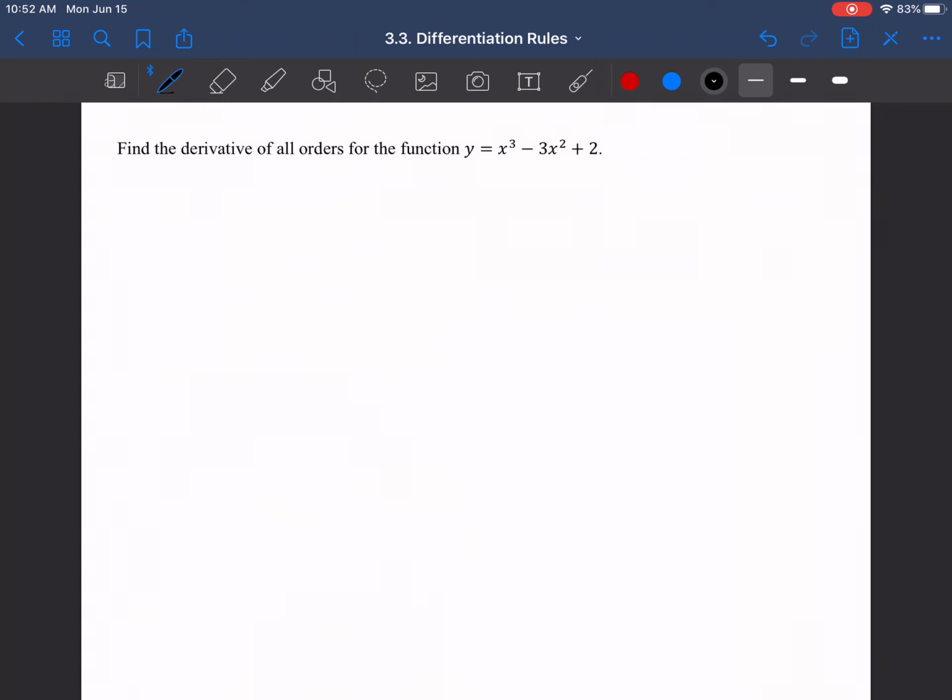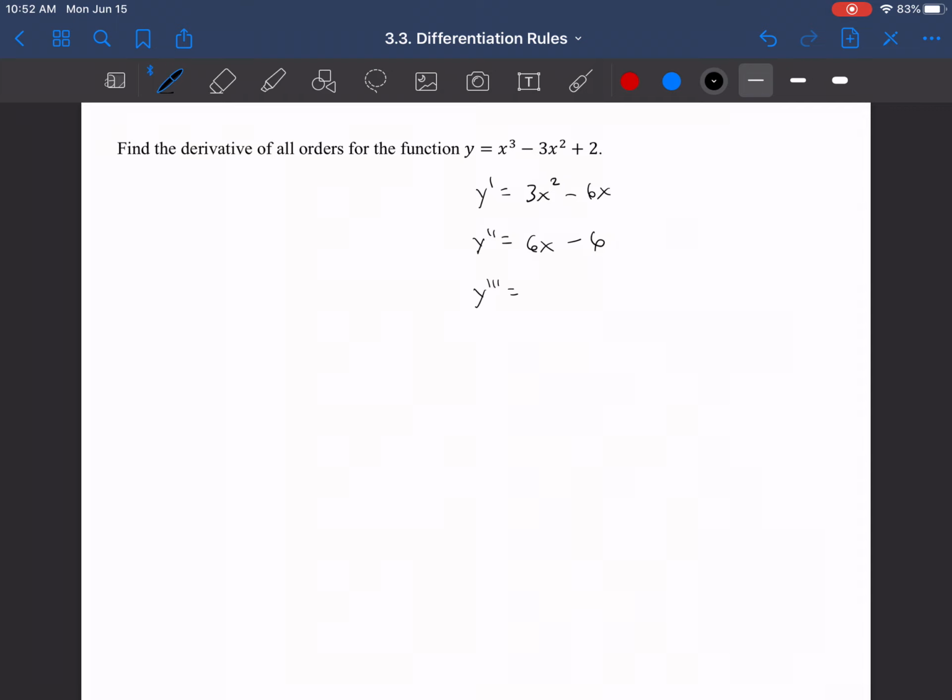So here, let's try an example. This is find the derivative of all orders. So keep going until we basically reach a 0. And so we're going to do y prime. Derivative of x cubed is 3x squared. Derivative of negative 3x squared is negative 6x. And the derivative of 2 is 0. Then we can do the next derivative. 3x squared becomes 6x minus 6. Derivative of 6x is 6.